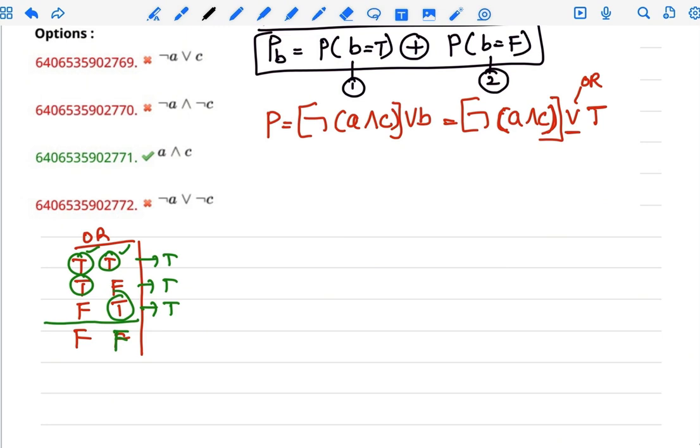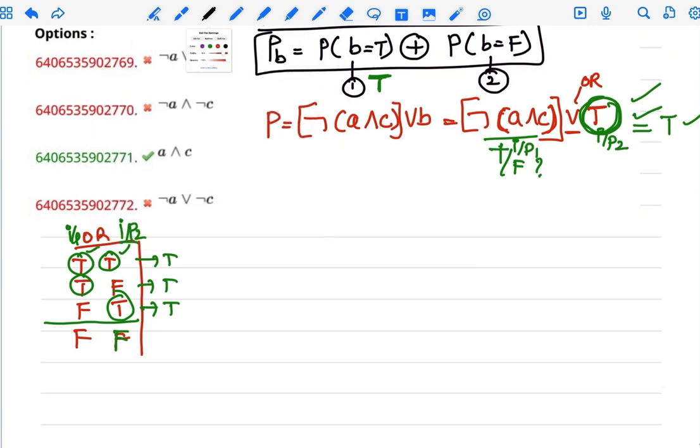If the other is false or true, it doesn't matter. In the OR gate, this is input 1, this is input 2. One of the inputs is true, and it doesn't matter whether the other is true or false. The final output is true only. So for this, the answer is true. That is for the first one, B equal to true.